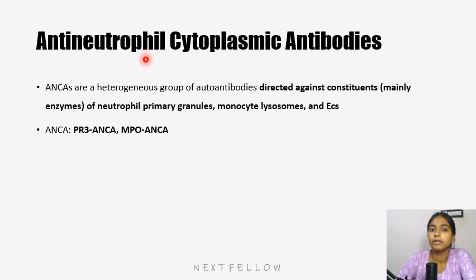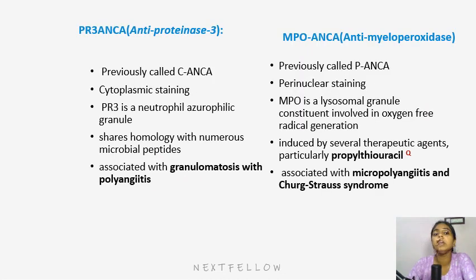Then coming to ANCA. ANCA is nothing but anti-neutrophilic cytoplasmic antibodies. ANCA is a heterogeneous group of antibodies directed against constituents of neutrophil primary granules, monocyte lysosomes as well as endothelial cells. So ANCA can be of two types: anti-protease ANCA and anti-myeloperoxidase ANCA. Protease 3 ANCA was previously called C-ANCA and it causes cytoplasmic staining. Protease 3 is in the neutrophilic azurophilic granule, which shares homology with numerous microbial peptides, and is associated with granulomatosis with polyangiitis, that is nothing but Wegener's granulomatosis.